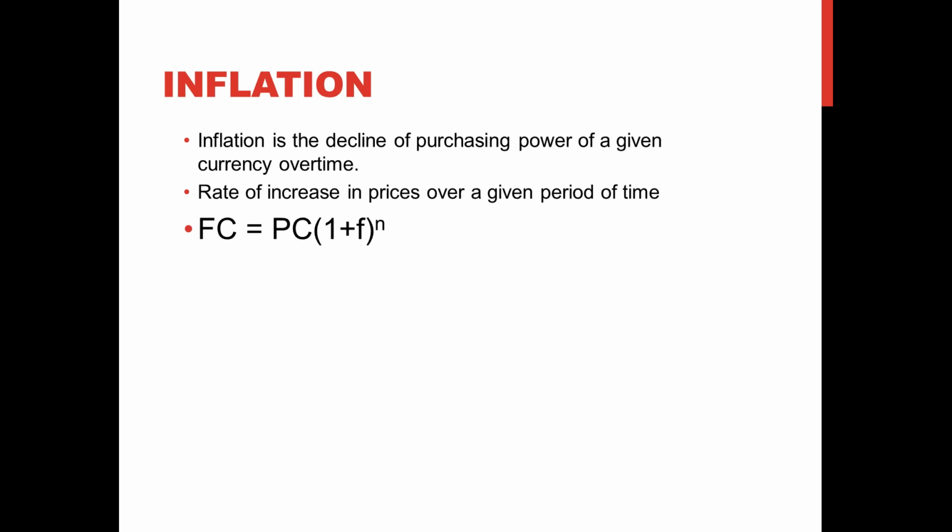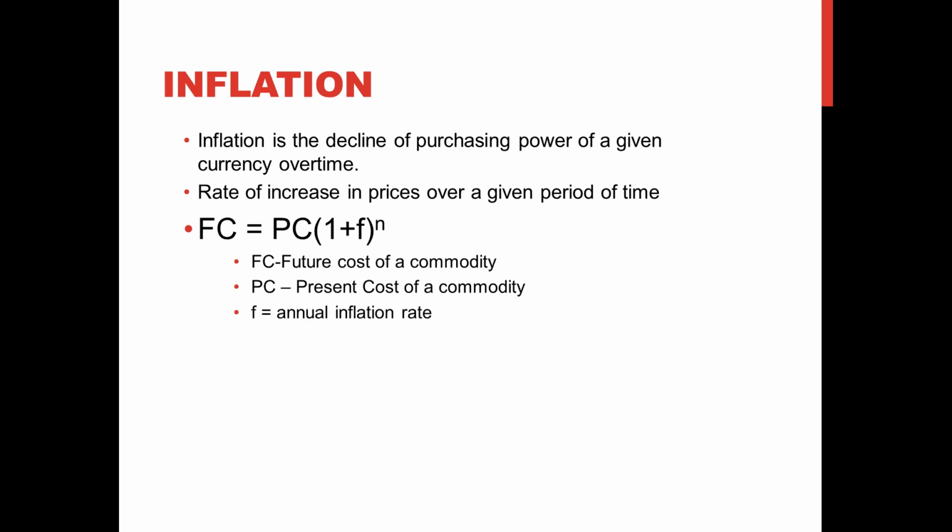So for a commodity, we can express the future cost and the present cost. Remember that this pertains to a certain product, goods, or services. So FC refers to the future cost of a commodity, and PC the present cost of a commodity. F is the annual inflation rate, and N is the number of inflation periods. So let me explain this with a concrete example.